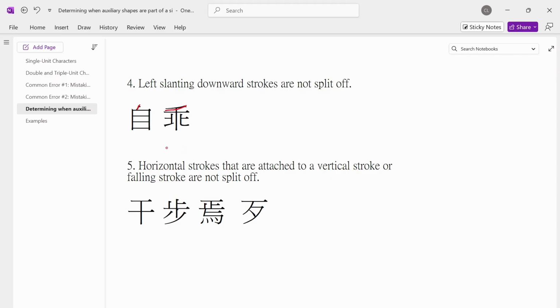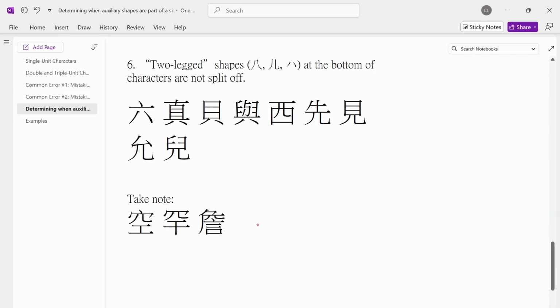Horizontal strokes that are attached to a vertical stroke or falling stroke are not split off. So you can see in these examples, the horizontal stroke is touching the vertical stroke or falling stroke. So these are all considered single unit characters. Two-legged shapes at the bottom of characters are not split off. So for example, this, this, this, this, this. These are all considered part of the same unit. So all of these are single unit characters.